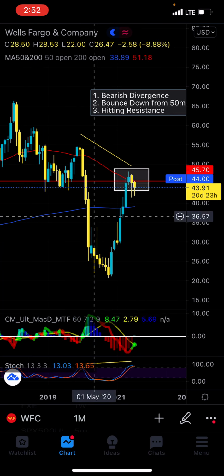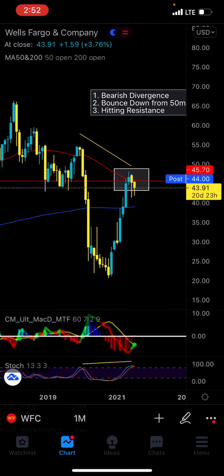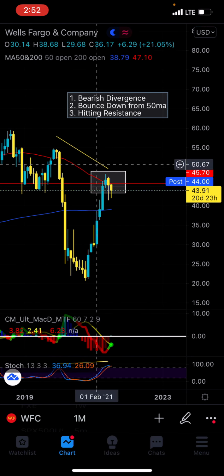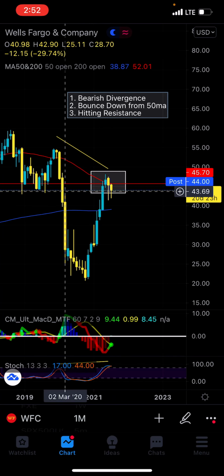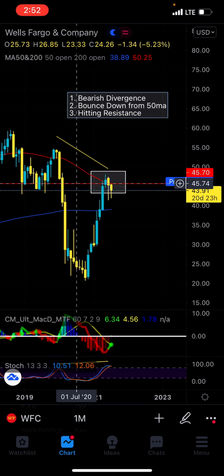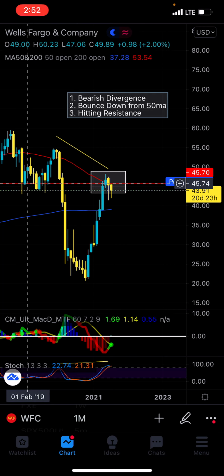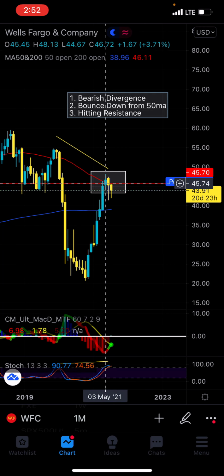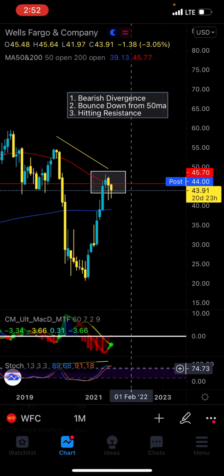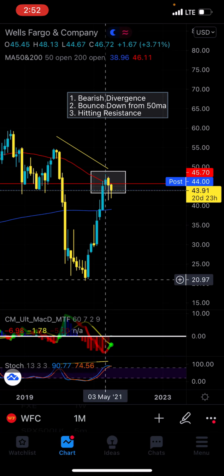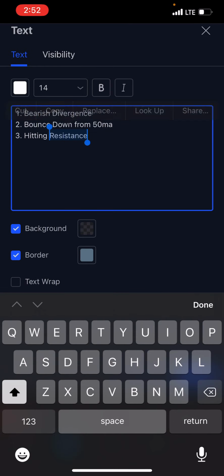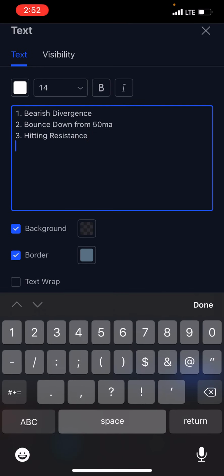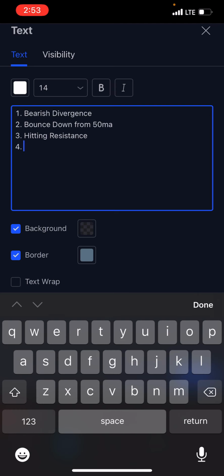The only thing that's bothering me is that the 50 MA is over the 200, so I can't really use that. But right now, we have bearish divergence down here. We have hitting the 50 MA. We have previous touch on recent support, and it's now hitting it as resistance. Oh, and you know what? We actually have that double top on the stochastic, so let me add that in there. Number four, you have a double top.